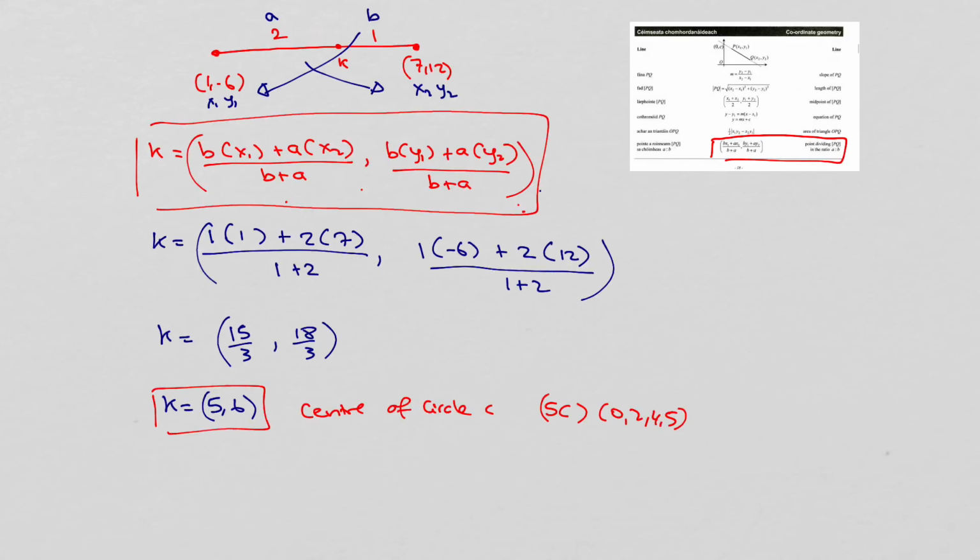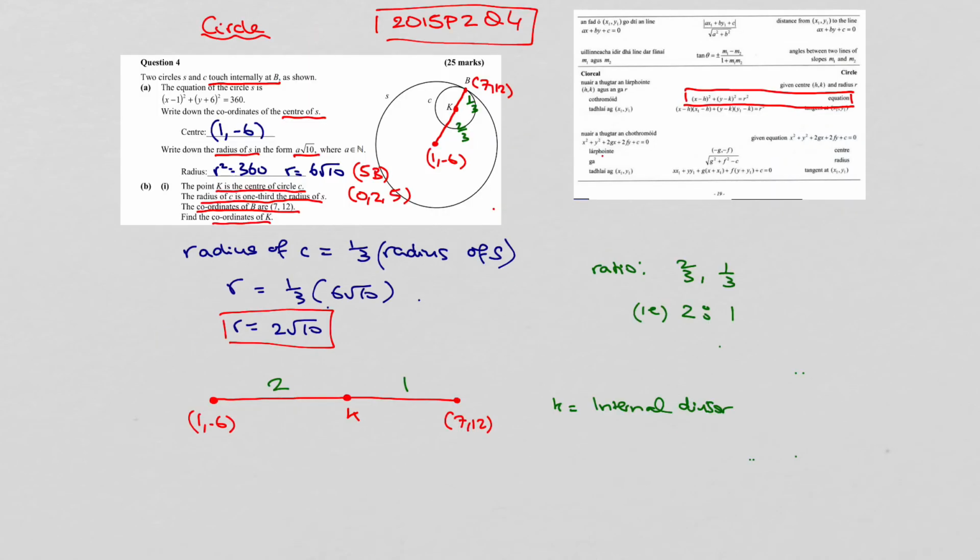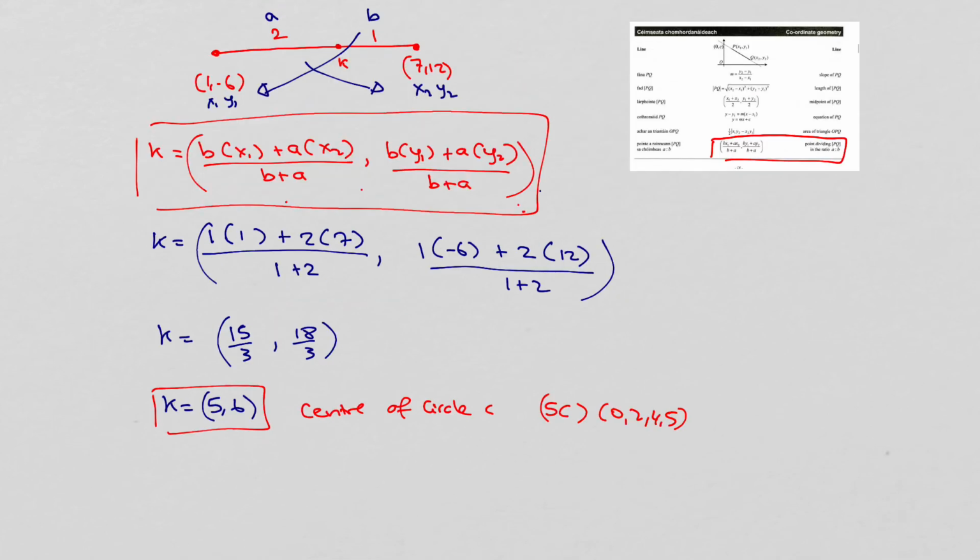So for part 2, we've defined the equation of C. So what do we know about C? Well, we've just found its centre. So we said its centre was equal to 5, 6. And we also have the radius, which is 2 root 10.